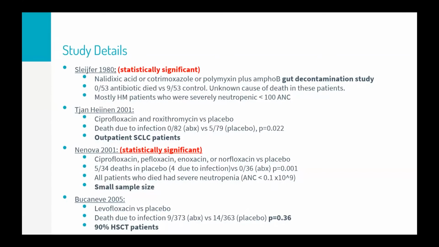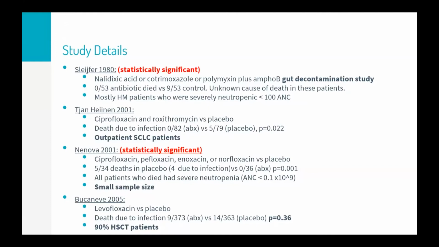not tolerate that. But their primary outcome looked at overall mortality, which occurred in 9 out of the 53 patients in the control group versus none in the antibiotic group. However, we do not know if they died from an infection or something else. So overall, it's hard to make any conclusions since we don't know the cause of death, and gut decontamination is very different than fluoroquinolone prophylaxis in general.